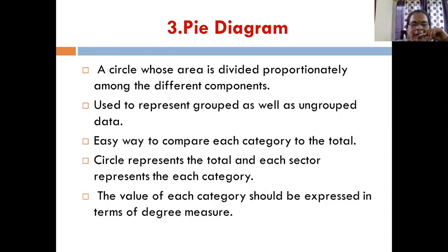And why we are using it: in order to compare each category to the total. Means total area is divided into different sectors. So each sector, how much bigger it is, what percentage of that particular sector when you compare to the total area. So circle represents the total and each sector represents each category. So in the previous example, you can take each category, that is just like 25 to 30, how many students are there, 30 to 35, that you can take as the category.